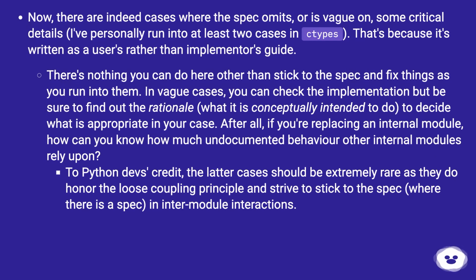In vague cases, you can check the implementation but be sure to find out the rationale, what it is conceptually intended to do, to decide what is appropriate in your case. After all, if you're replacing an internal module, how can you know how much undocumented behavior other internal modules rely upon? To Python devs' credit, the latter cases should be extremely rare as they do honor the loose coupling principle and strive to stick to the spec, where there is a spec, in intermodule interactions.